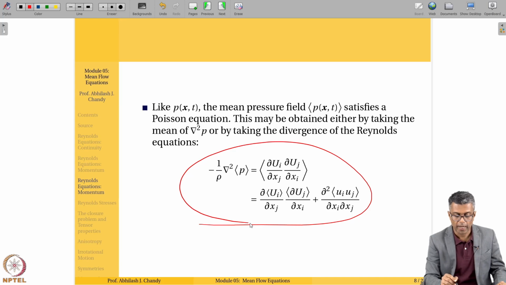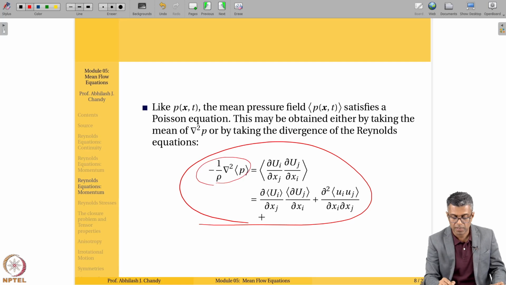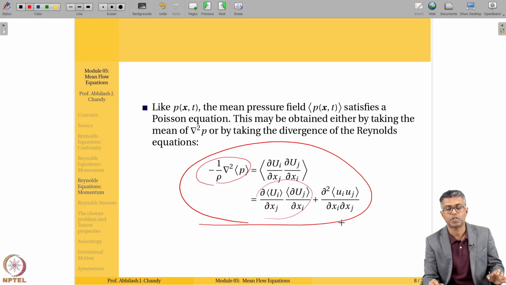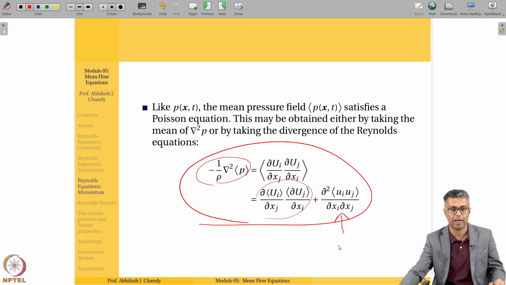So what you end up having is the Laplacian of the mean of pressure is this term here plus this additional term that arises because of turbulence. It's like the second derivative of the Reynolds stresses. So that's the additional term that happens.